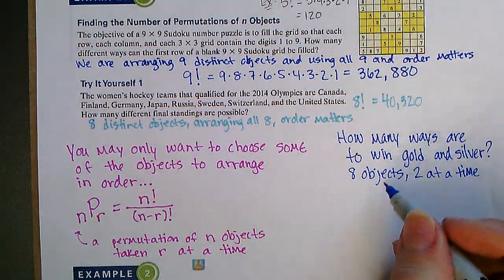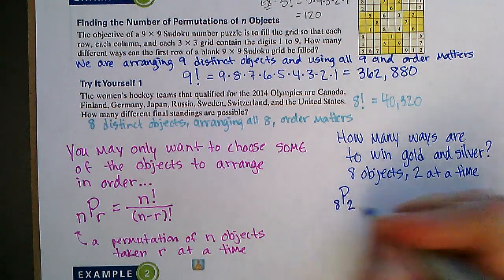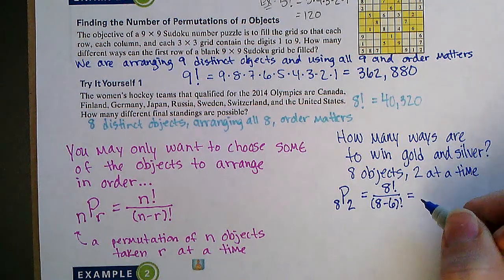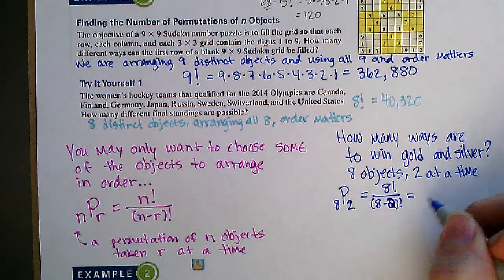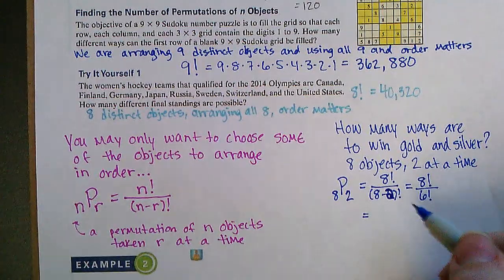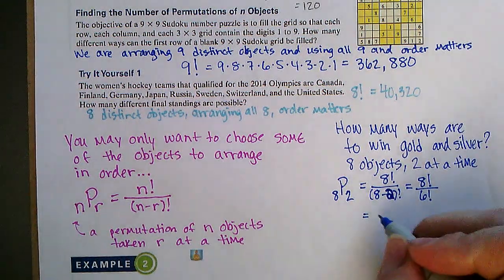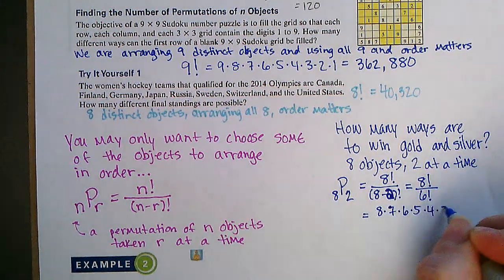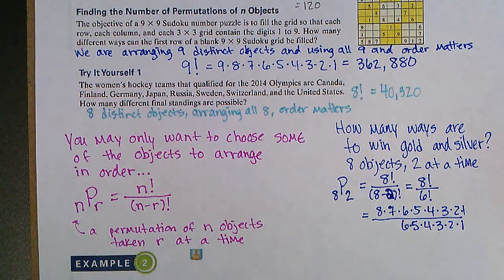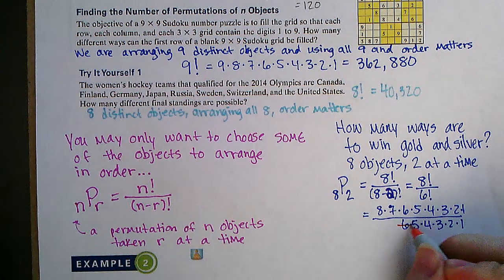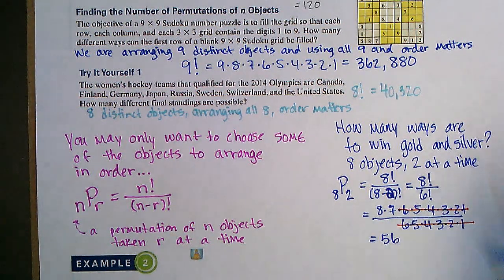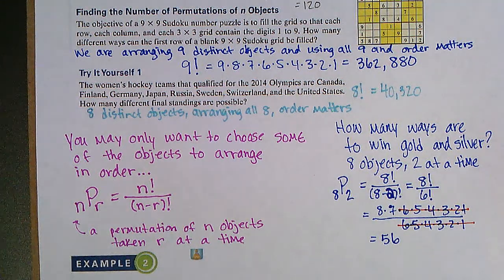So the notation I would use here would be a permutation of 8 objects taken 2 at a time. So that's going to be 8 factorial divided by 8 minus 2 factorial, which is 8 factorial over 6 factorial. One of the nice things about this formula is that I don't have to calculate 8 factorial all the way down, because when I do 8 times 7, 6, 5, 4, 3, 2, 1 over 6 factorial, a good portion of that numerator is going to cancel off. All of the 6, 5, 4, 3, 2, 1 is going to cancel with the 6, 5, 4, 3, 2, 1 in the denominator. So all I really have to do is 8 times 7. So there would be 56 different ways for those 8 teams to finish gold and silver.